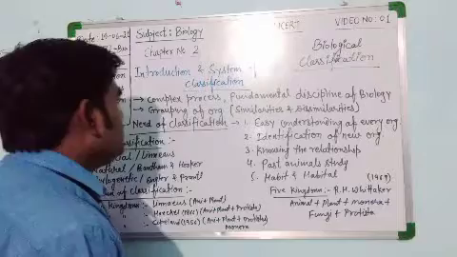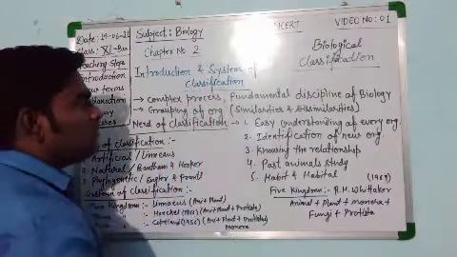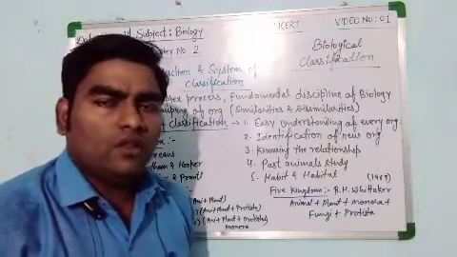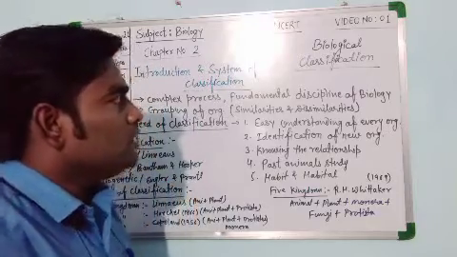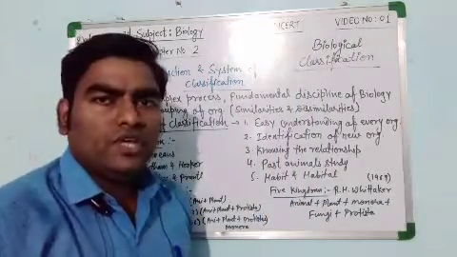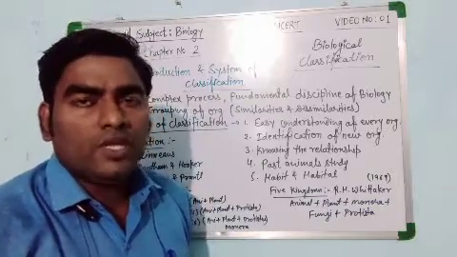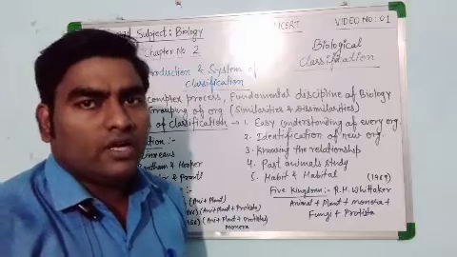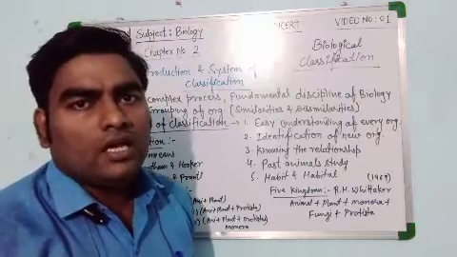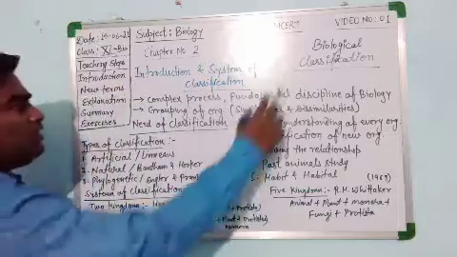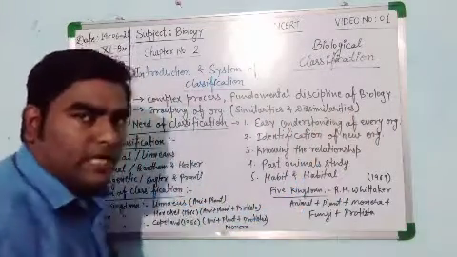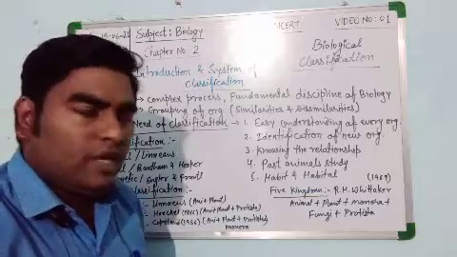Dear class, this is the basic introduction and system of classification. First, what do you mean by biological classification? As the name indicates, it is the classification or bifurcation of living beings, of biological organisms, either plants or animals or microorganisms. Biological classification is a complex process, but it is a fundamental discipline of biology or life science. Biological classification is very important.